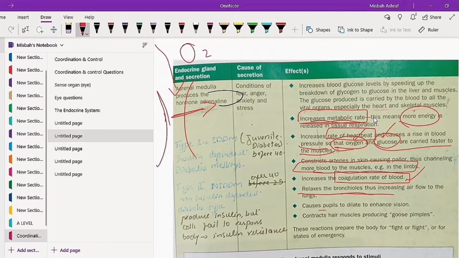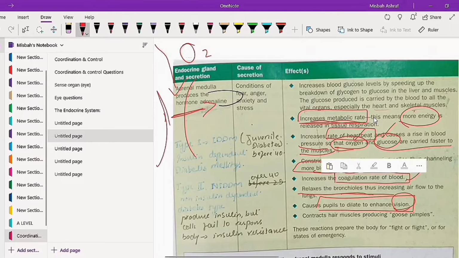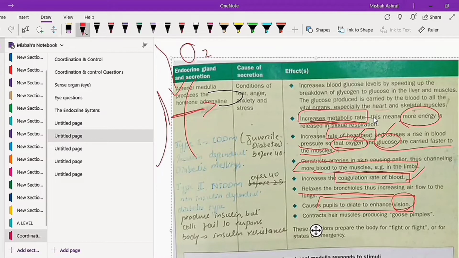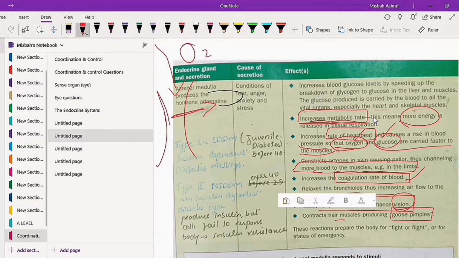Then it also causes the pupil to dilate, right? The purpose is to enhance vision so that we can see clearly what is there, whether there is any harm, danger, or anything dangerous. Then it also contracts the hair muscles, producing goose pimples or goosebumps.